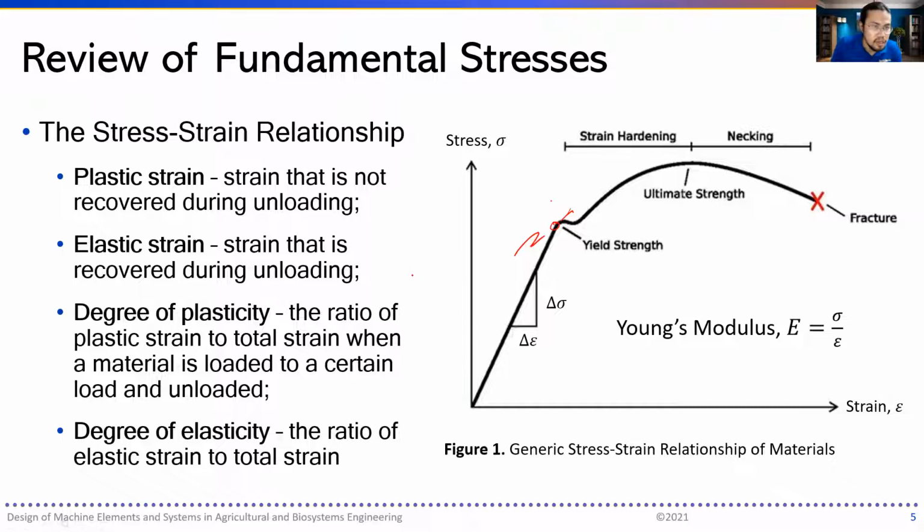Okay, discussion. So you have the degree of plasticity as the ratio of the plastic strain to the total strain when a material is loaded to a certain load and unloaded. And elasticity, on the other hand, is the ratio of the elastic strain to the total strain. And you have here the Young's modulus, denoted by the letter E, which is the stress over the strain, and it's linear. The Young's modulus is linear.